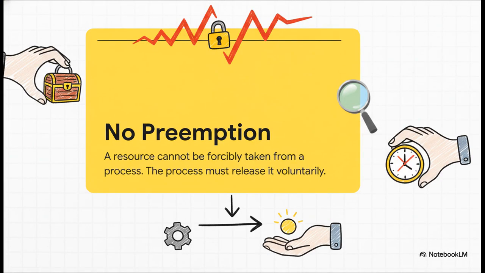Condition number 3 is no preemption. Think of it this way. Once a process has a resource, you can't just snatch it away. The operating system can't just jump in and say, "Hey, your time's up, give that back." Nope. The process has to finish what it's doing and release the resource voluntarily.